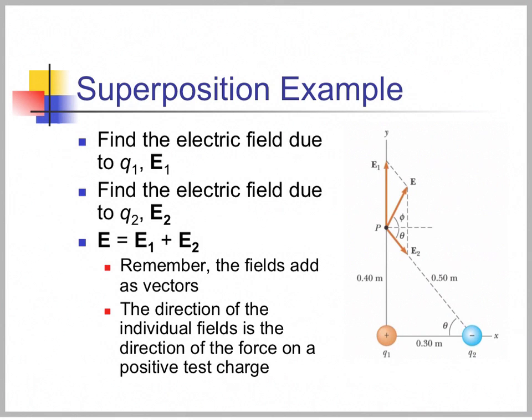So for example, if I wanted to find the electric field at this point P, the first thing I would do is figure out the electric field at point P due to this positive charge Q1. And then I would find the electric field at point P due to the negative charge. And of course, E2 is going to point in this direction. E1 points away from that. Then once I've done that, to figure out the total electric field, I just add those two vectors.